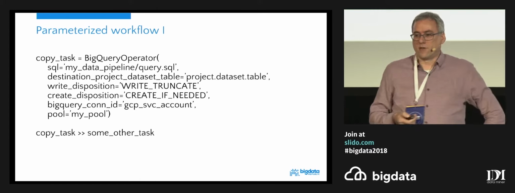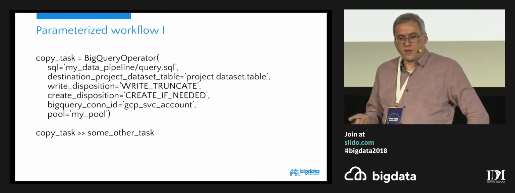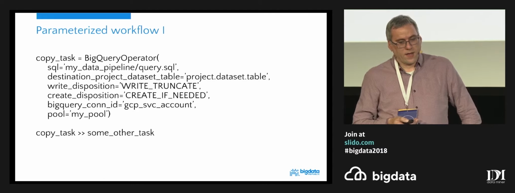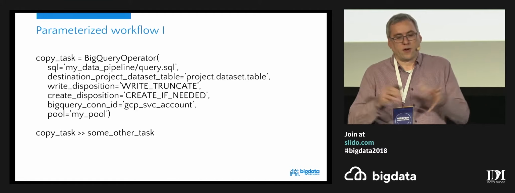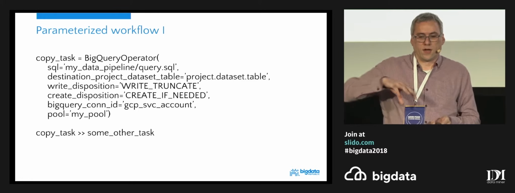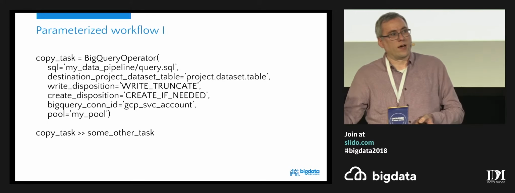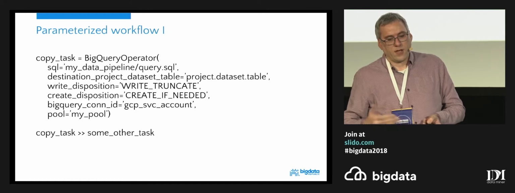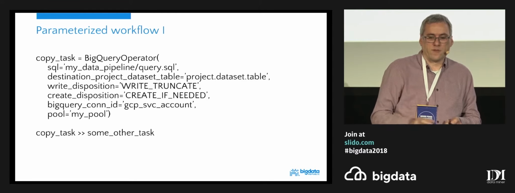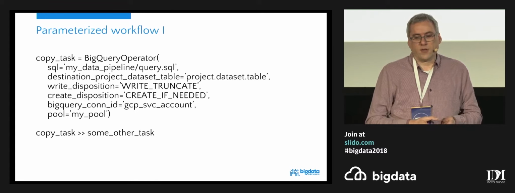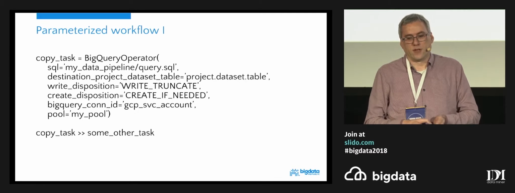So the parametrized workflows. Here what you see is an operator in an Apache Airflow DAG, and there's a couple of things that are quite interesting to say about it. These are operations where the whole complexity of connecting to BigQuery and Google Cloud is abstracted. So you get an SQL query that you want to execute. You're going to specify where you want the results to go, and then you have the write disposition, write truncate, and it will create a table if that is needed.